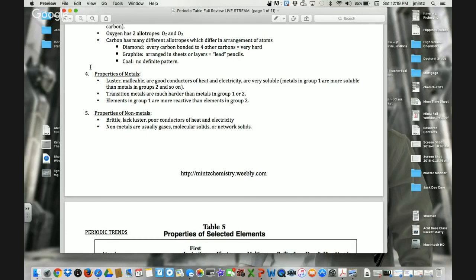All right. So once you know the properties of metals, the properties of nonmetals are just the opposite, right? So if you memorize the metal properties, the opposite of those properties are the nonmetal properties. So they're brittle, they lack luster, right? They're not shiny, they're poor conductors of heat and electricity. Other words that have been used to describe metals, luster, malleable, good conductors, we also use metallic, right? Metallic property just means that it has properties of metals.